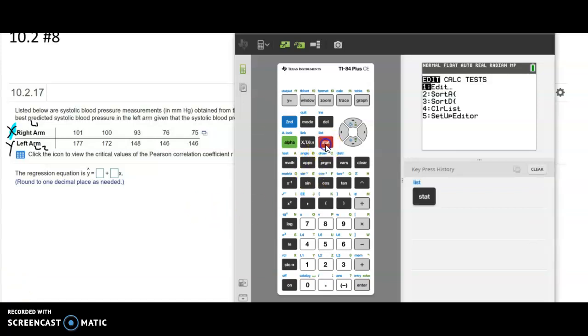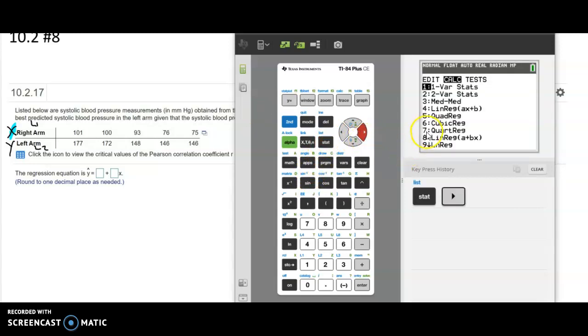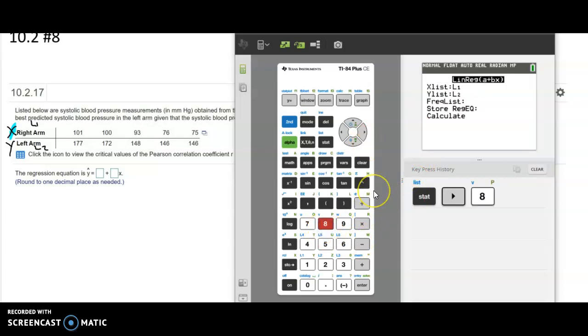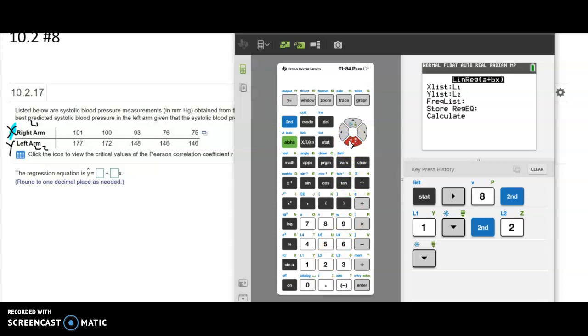We're going to press stat, go over to calc, and then you can either press the number 8 or scroll down to 8 and press enter. I'm just going to press 8. And that's LinReg a plus bx. We have all of our x values in list 1, which might already be there, but if it's not, press second and then the number 1 to get list 1. All of our y values are in list 2. It might already be there, but if not, press second and then 2 to get list 2. We didn't use a frequency list, so that should be blank.